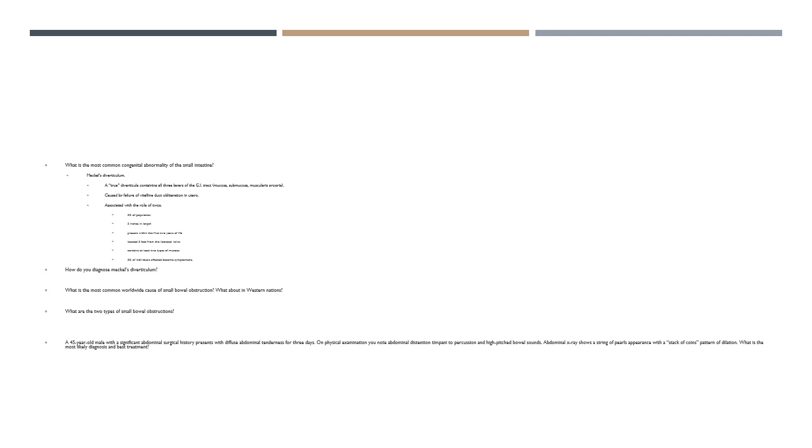So how are you going to diagnose Meckel's diverticulum? This can be a technetium-99 scan. What is the most common worldwide cause of small bowel obstruction? What about in Western nations? So the most common worldwide is going to be hernia. However, in Western nations, it's going to be due to post-surgical adhesions.